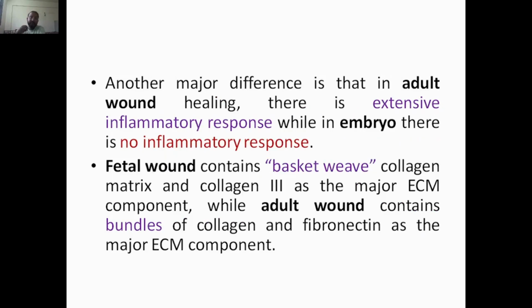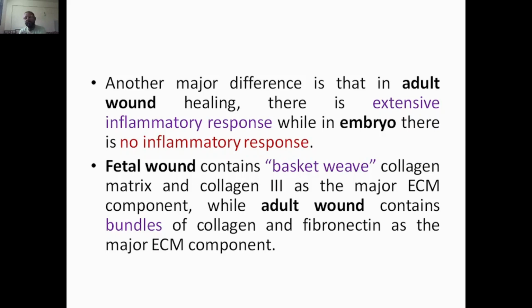Another major difference is that in adult wound healing there is an extensive inflammatory response, while in embryo there is no inflammatory response. In embryo the inflammatory response will be less, whereas in adult wound healing the inflammatory response will be more. It will be very extensive.